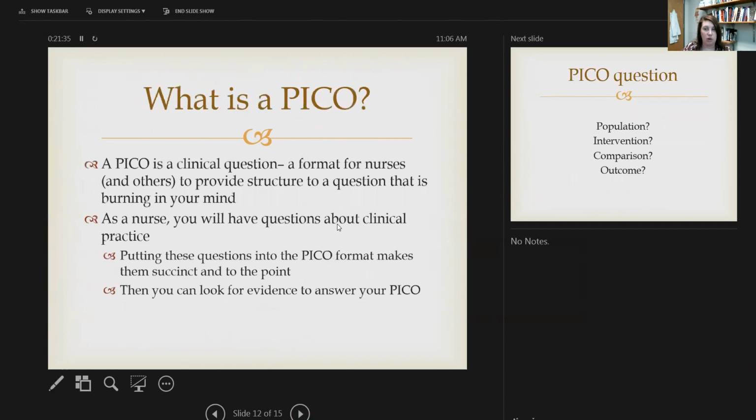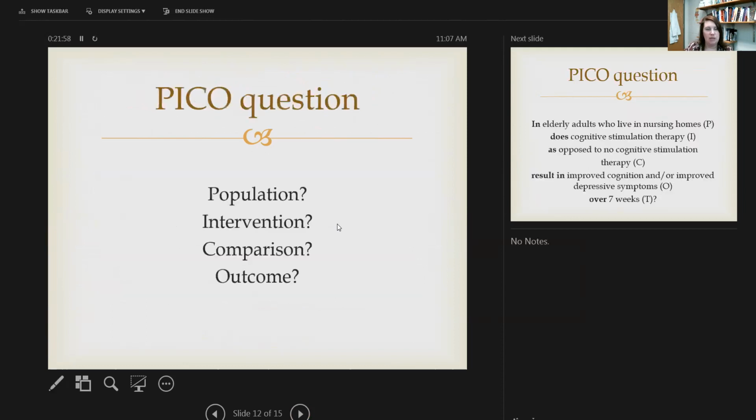What was the PICO question that this study was trying to answer? A PICO is a clinical question. It's a format that we as nurses use to kind of help us formulate a question that we're having. It helps us be succinct and to the point, and it helps us in guiding our research to look for answers to the question we're asking. So PICO: population. What is the population we are looking at? What is the intervention? What is the comparison? And what is the outcome?